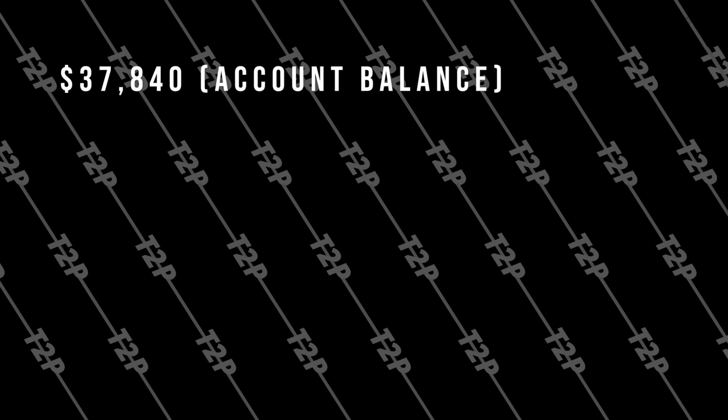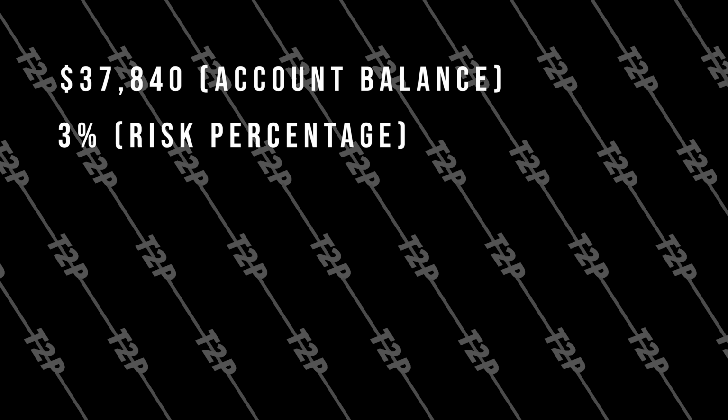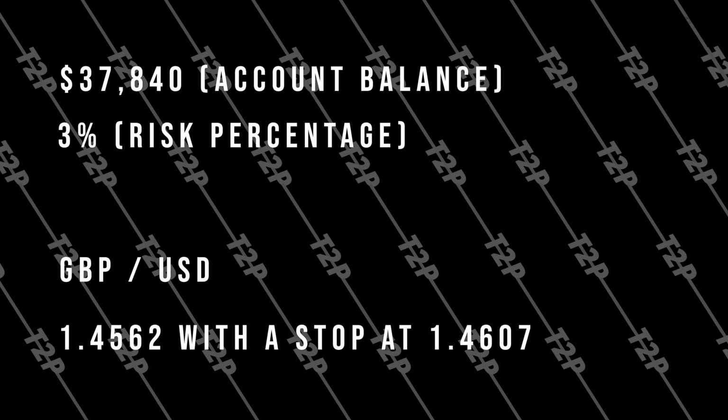So let's take a look at another example. This has a much larger account balance with a different risk percentage and also a different stop placement. Imagine your account balance is 37,840 US dollars. Your risk on this trade is 3%. You are placing an order to sell the Great British Pound against the US dollar at 1.4562 with a stop placement at 1.4607. Now this is 45 pips away.